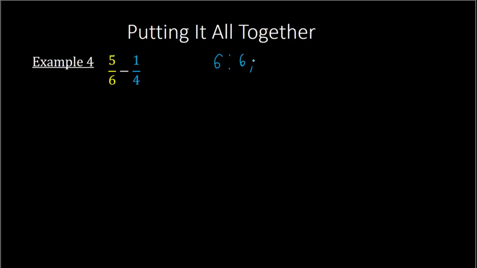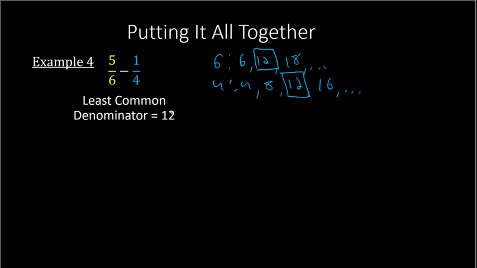So multiples of 6 would be 6, 12, 18, etc. Multiples of 4 would be 4, 8, 12, 16, etc. Notice they both have a common multiple of 12. So that is our least common denominator. So what we need to do is rewrite 5/6 and 1/4 as something over 12.